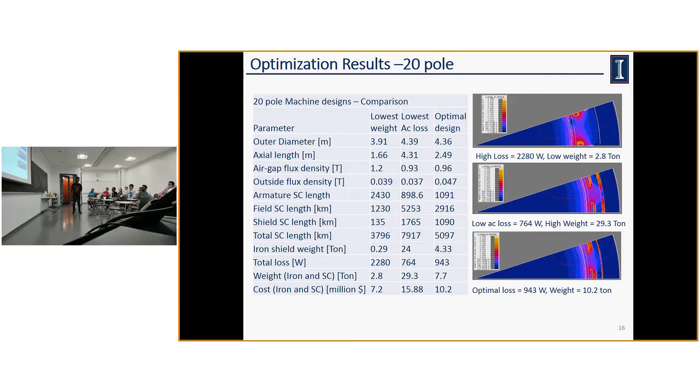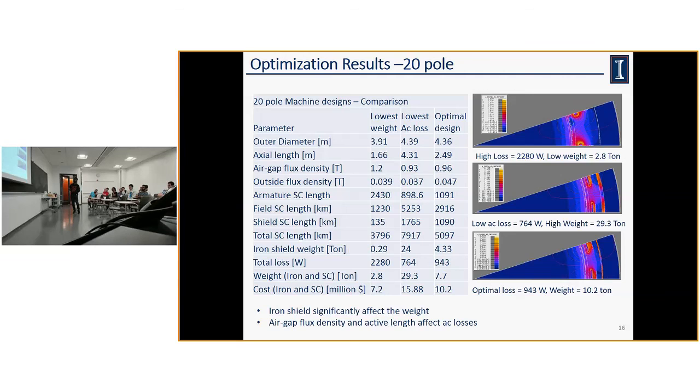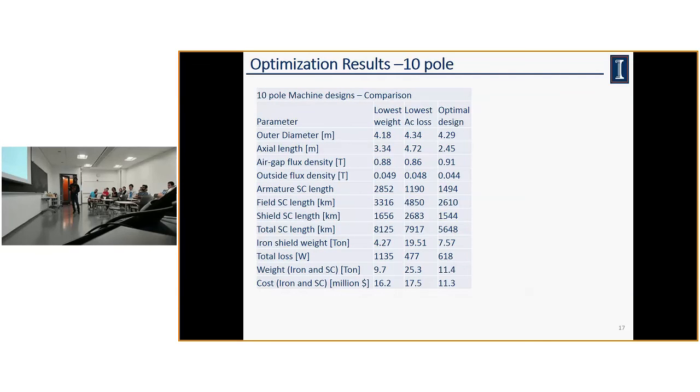Actually, can you go to the next slide? I think these values are wrong. I couldn't change them. For the air gap flux density here, it looks like your lowest weight and lowest AC loss are both lower than your optimal design. Is that a pattern you've seen, where the air gap flux density is highest in the middle of your design space? Yeah, it's happened. I looked at this one, and it's like this, but it's not for the other one. It was like this for this one. I need to investigate that more.